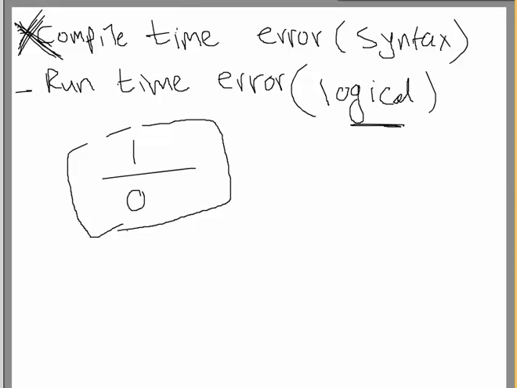Now, it's nothing to do with Java. Java will still do the operation. But the results will not work well, because you cannot divide by 0. It's a mathematically logical error. Is this understood? Yes, you can't divide by 0.